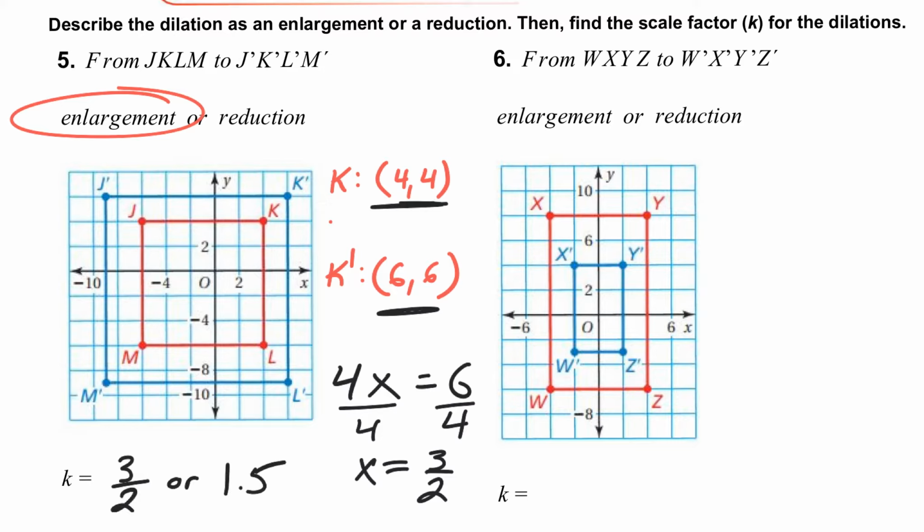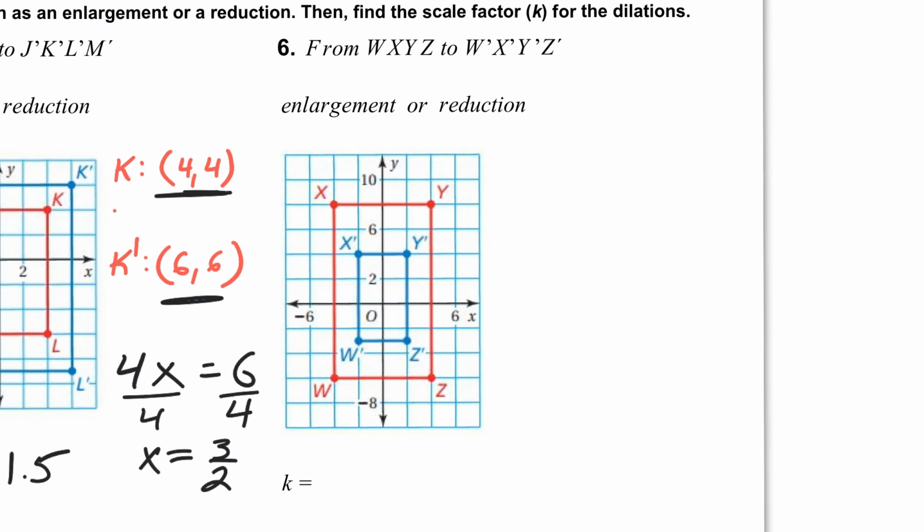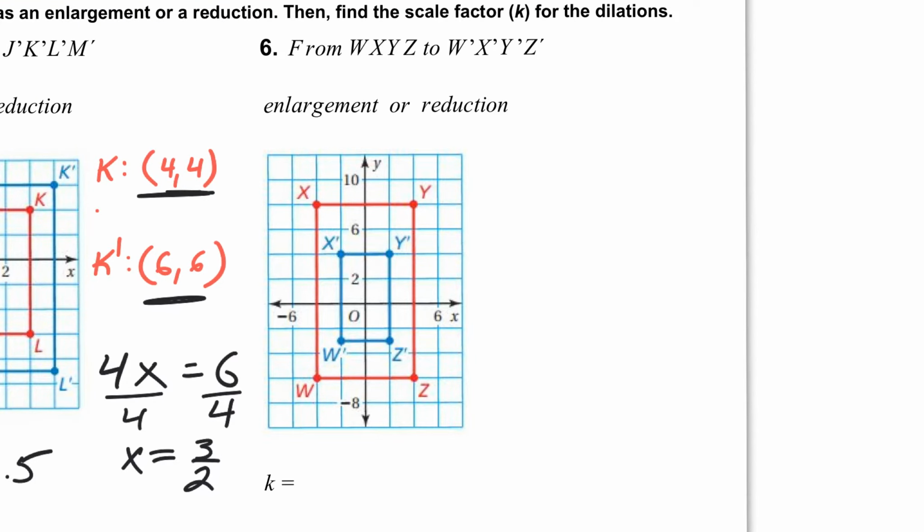Okay, we're going to do a similar process here on example number 6. We are looking to describe the dilation from the red figure WXYZ to the blue figure W prime, X prime, Y prime, and Z prime. Right off the bat, since our image is smaller than our original, we should be able to determine that that is a reduction. And then let's go ahead and find our scale factor.